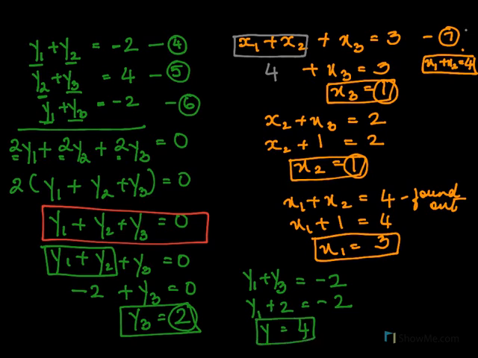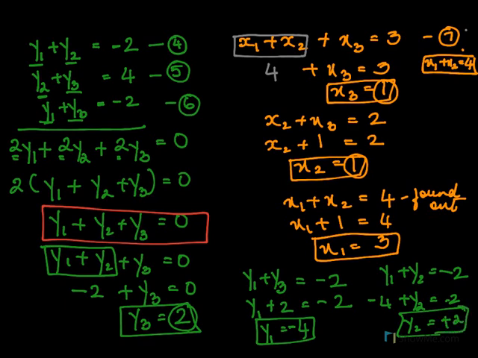Now for the last, we know that y1 plus y2 equal to minus 2, and we've seen already that y1 is 4. So 4 plus y2 equals minus 2, your y2 will become minus 6. Here this was minus 4, so if this is minus 4, this would be plus 2.